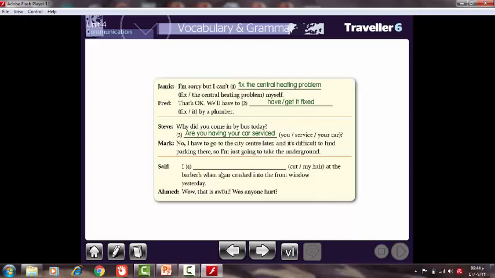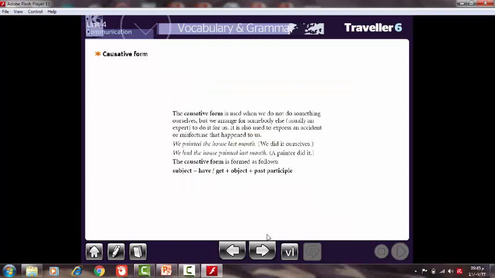Number four: I, blank, cut my hair at the barber's when a car crashed into the front window yesterday. Ahmed: Wow, that's awful. Very good. Was having or was getting my hair cut. Also, it is a causative sentence. Okay. Let's revise once more.